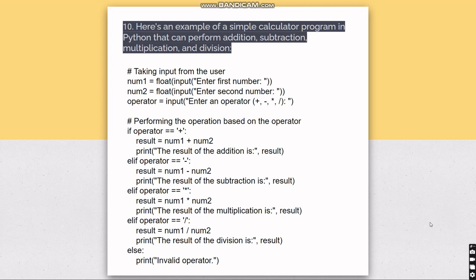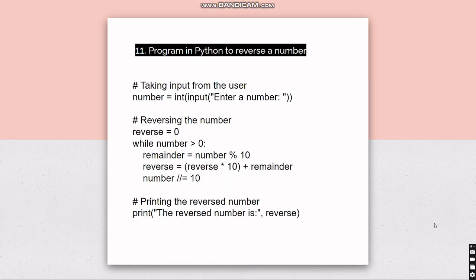Result equals num1 / num2. Print, the result of the division is, result. Else, print, invalid operator.